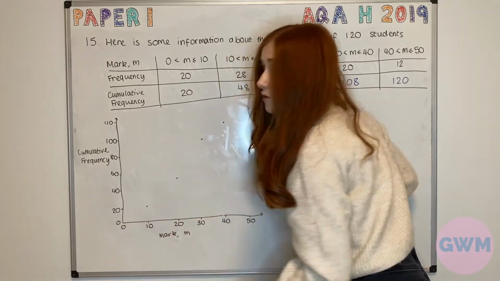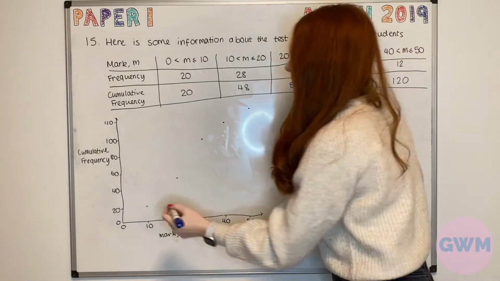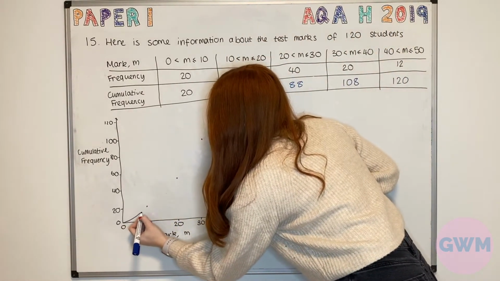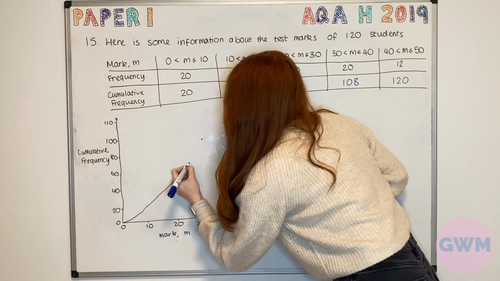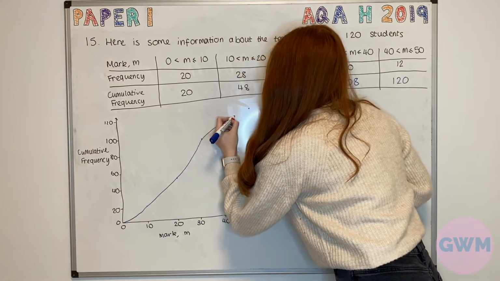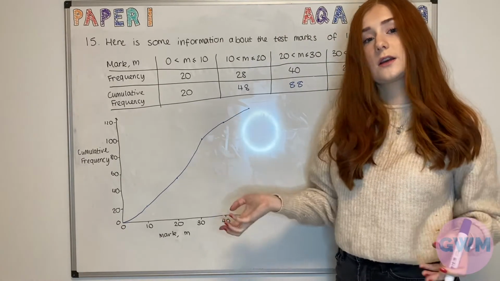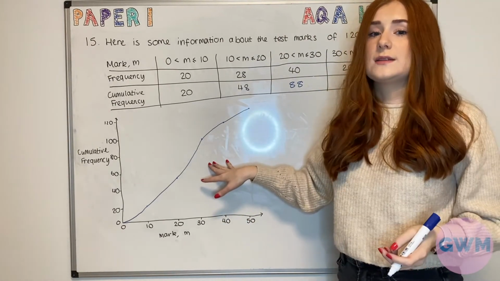And we connect them. So 0 people have less than 0, so make sure you're starting at 0 and you're going to go through all those points with as nice and smooth a curve as you can. That's your cumulative frequency graph.